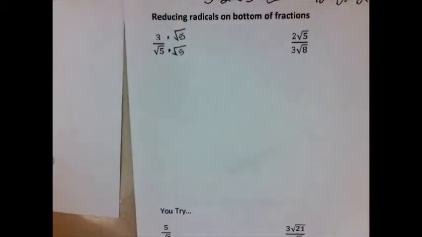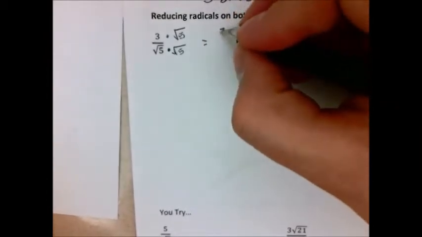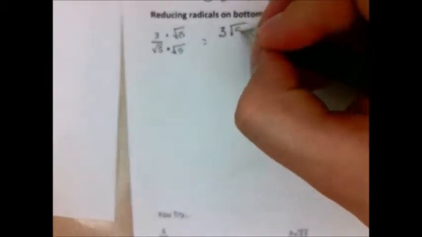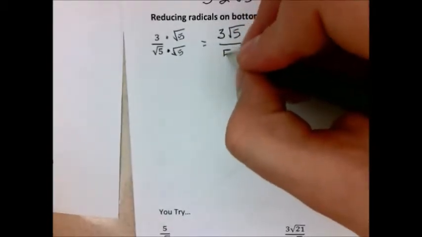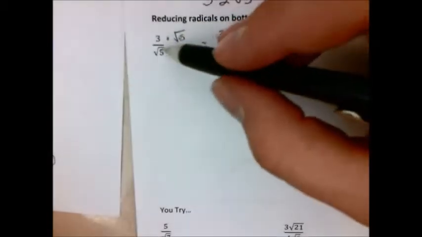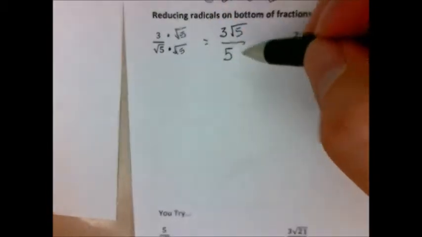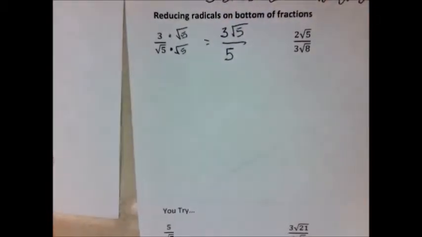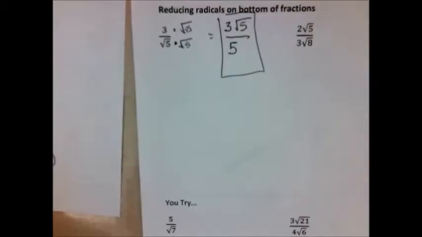So when we do that, we get 3 times square root of 5, which becomes 3 square root 5. When you multiply these two numbers on the bottom, you just get 5, because it's going to be one pair, meaning 5 times 5 is 25. When we break it down, it's going to turn into 5. So that would be the answer for that.